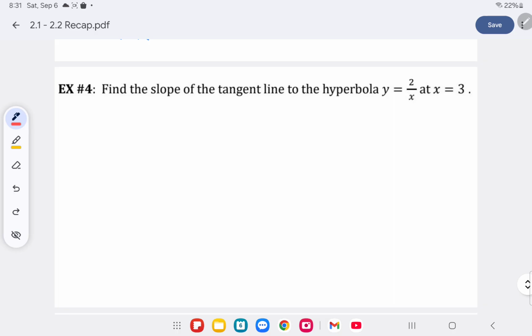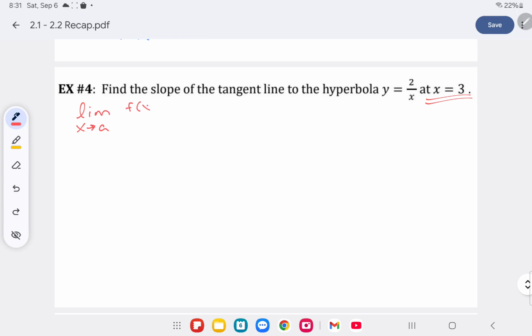So let's do another one. Same idea. We're just getting more practice with it. So we have the limit. We're going to practice this new alternate form. We use the alternate form when we know what point we are calculating the derivative at. So we want to find the derivative at x equals 3.